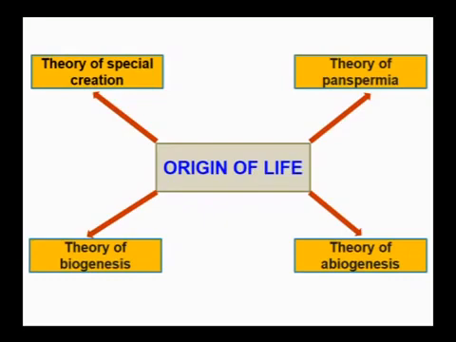According to the theory of special creation, the supernatural power called God created life on prebiotic Earth. According to the theory of panspermia, thick resistant spores called cosmozoa were transferred to Earth from different planets, which gave rise to life.